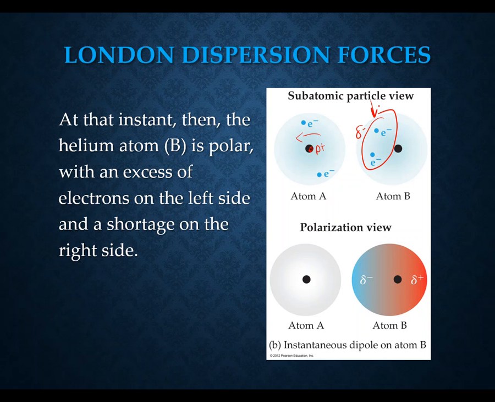This would be more of the instantaneous, where just randomly the electrons ended up on the same side, so it's an instantaneous dipole. And if it's near another atom and creating a dipole, then it would be inducing a dipole in a neighboring atom. So like atom B for helium is now inducing a dipole in atom A.